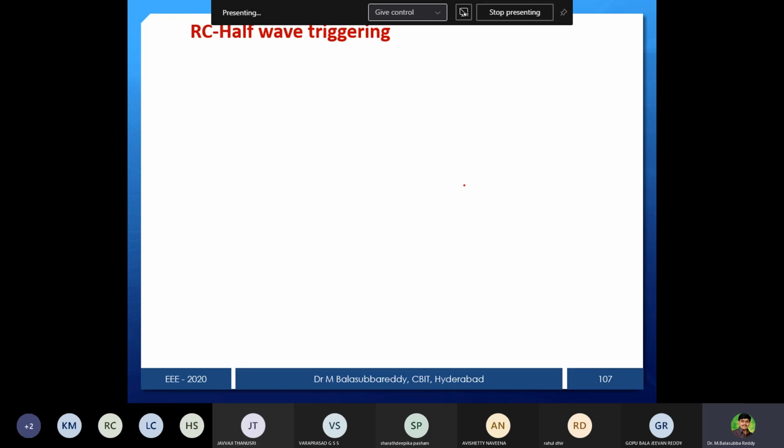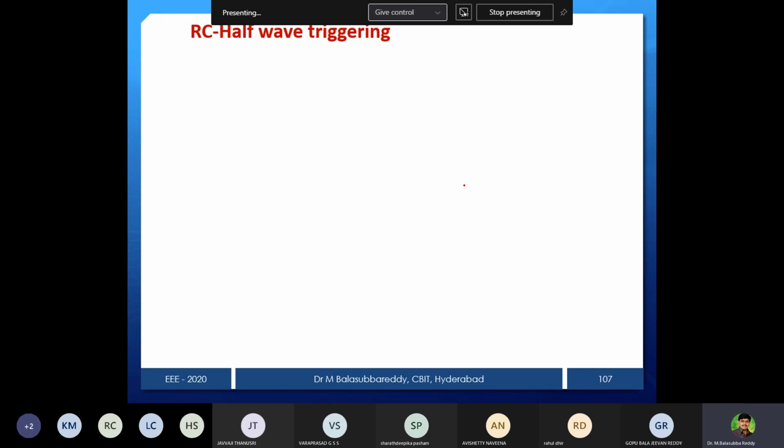Now we will go for the next, RC half wave triggering. So what is the difference? RC means resistor and capacitor. We noticed some drawbacks in the case of resistance triggering. The major drawback is that it is going to control only 0 to 90 degrees. That is the problem in R triggering. In RC triggering, what you have to do is use the capacitor also. You are able to control alpha from 0 to 180 degrees. That is the one problem we can overcome by making use of RC triggering.